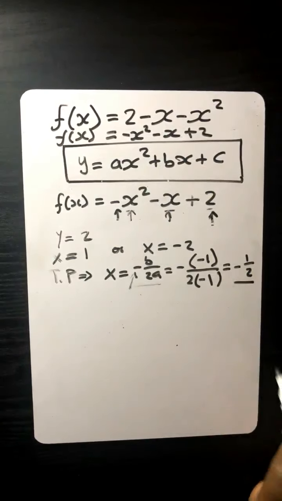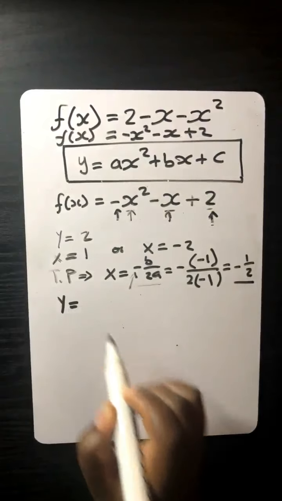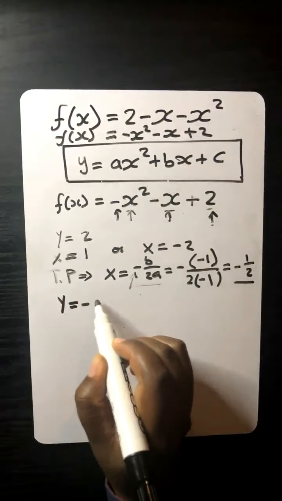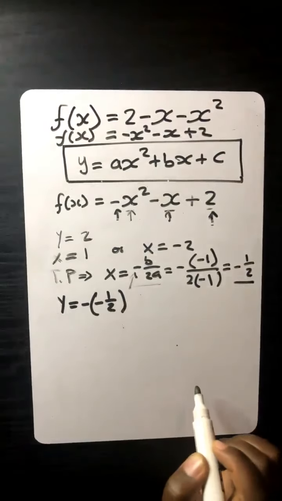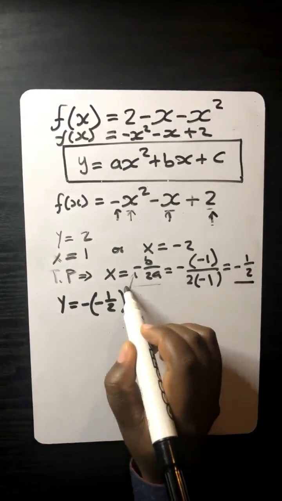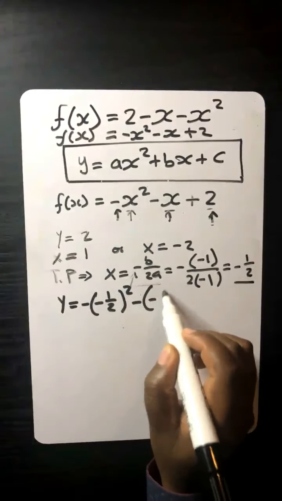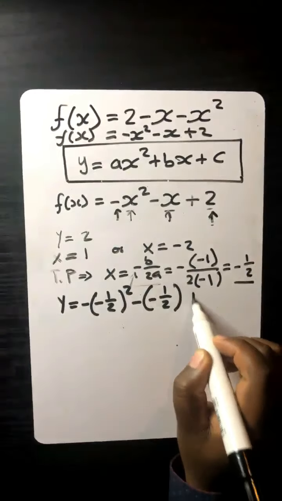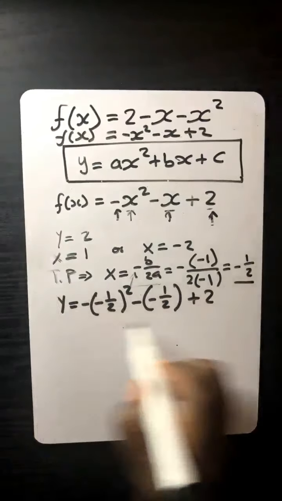So now that we've got the x value, we need to find the y value of the turning point. So it's negative into, we substitute the x value. So it's negative into negative half minus into negative half, you close, plus 2. So can we all punch all of that on a calculator?